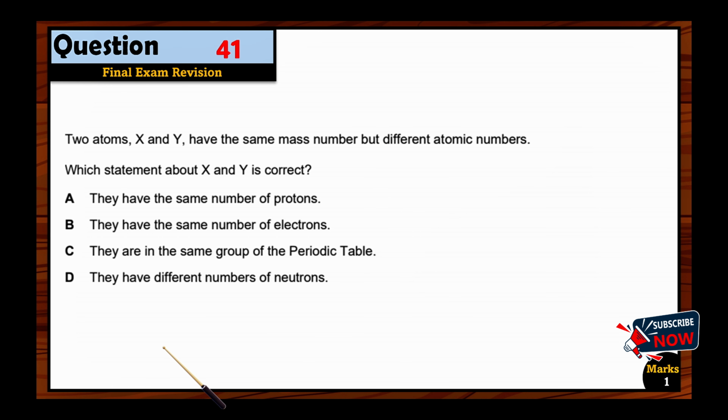You can even try to calculate it. Try different calculations and you will see that two different neutron numbers and two different atomic numbers can give you the same mass number.